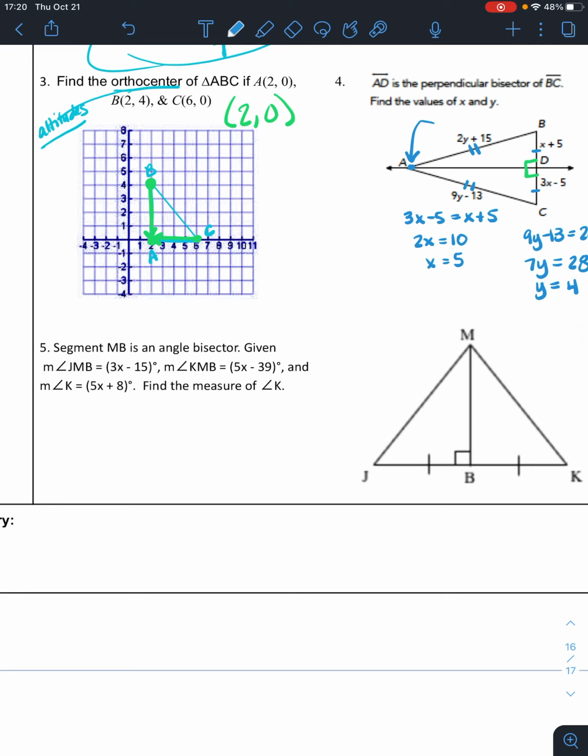This last one, segment MB, is an angle bisector. As soon as you read that, draw that in. It's an angle bisector. JMB, so JMB is this angle right here, is 3x minus 15. And KMB, which is this angle right here, if you trace from K to M to B, it's going to be that rotation in between. It's 5x minus 39. And angle K, which is this angle right here, is 5x plus 8. Find the measure of angle K.